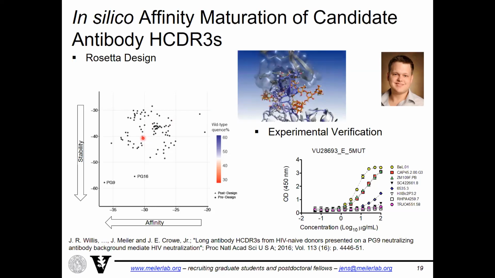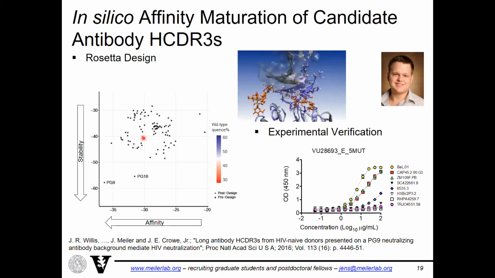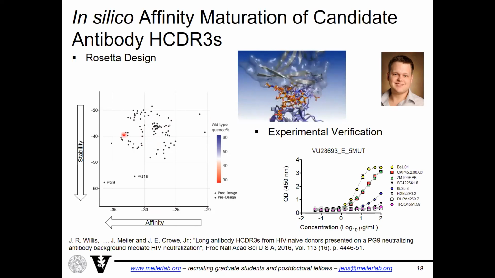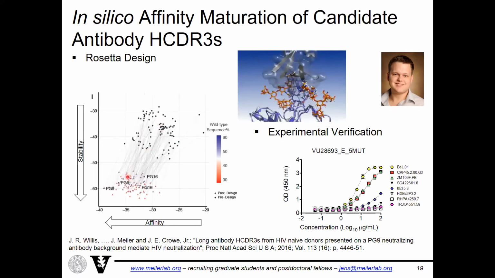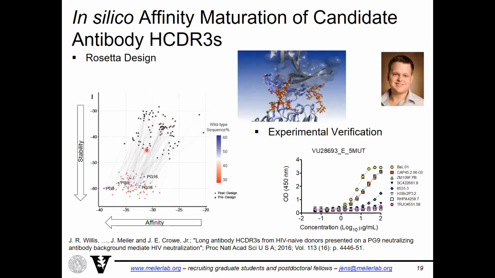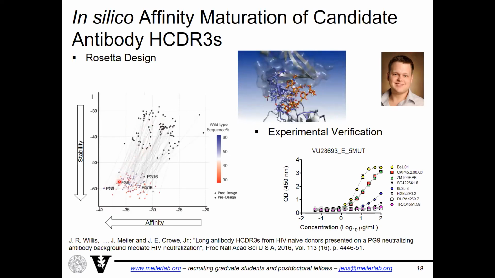Now the question obviously becomes, can we, with Rosetta design, how many mutations do we need to add to achieve neutralization? So we again ran our design experiment, and now we see that the sequences of those antibodies move down into the region of PG9, and some of them start to bind to the target antigen, albeit with a quite low affinity.